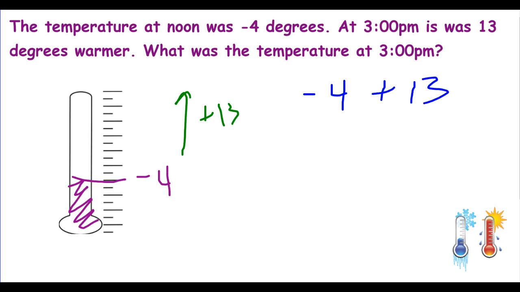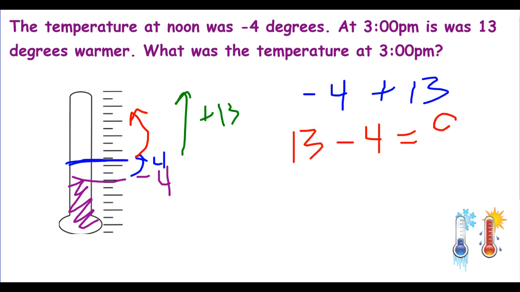To do that, we have to undo those steps between negative 4 and 0. And that takes 4 of them. That means we have some extra steps then that we're going to take above 0. How many extra steps? Well, we're going to take 13, but we've already done 4 to get back to 0, so we have 9 extra, which means we're going to end up at 9.